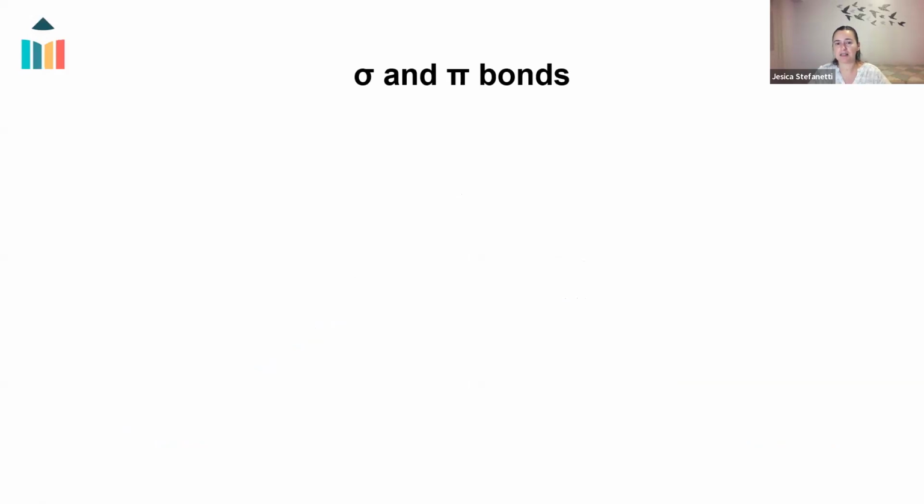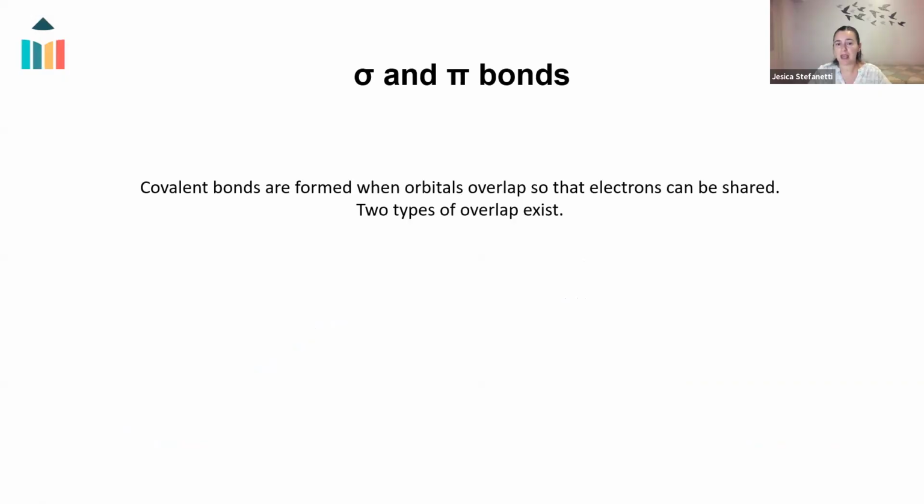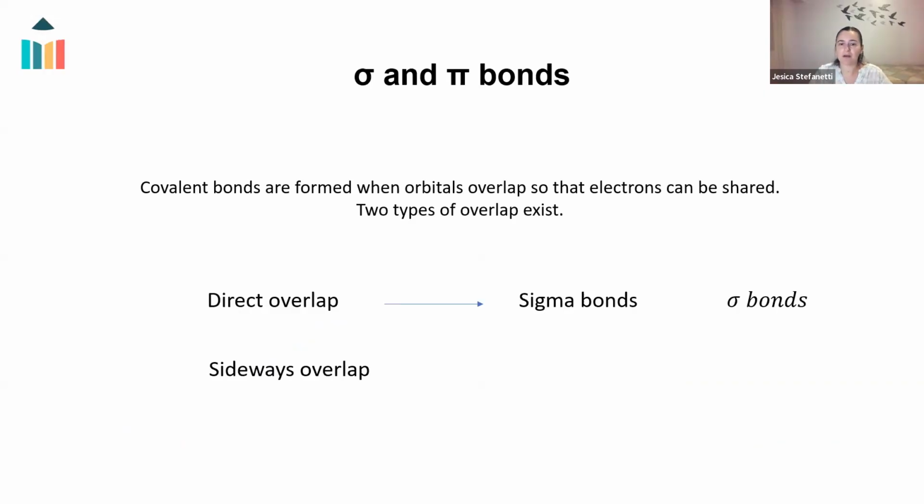Another huge concept is being able to identify sigma and pi bonds. Covalent bonds can be formed by the overlap of orbitals so that electrons can be shared, but there are 2 types of overlaps we will see. The first type is a direct overlap. We will call that one a sigma bond. And if we have a sideways overlap, we will call that one a pi bond. These have different natures, and we will see some cases right now.